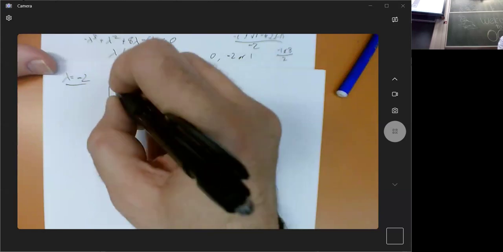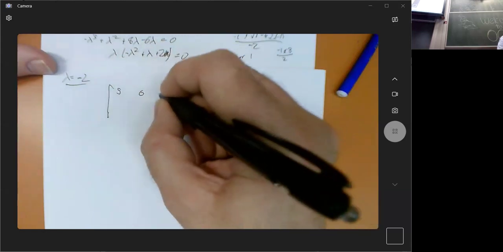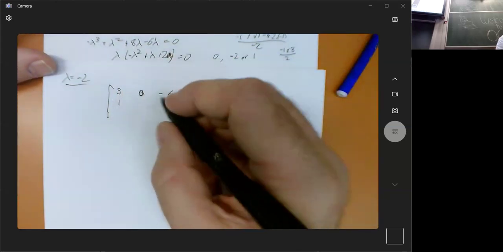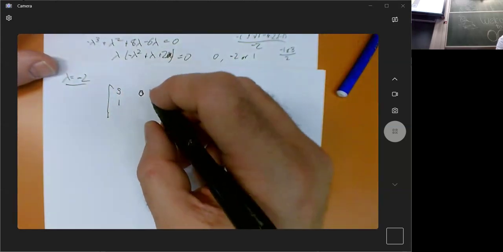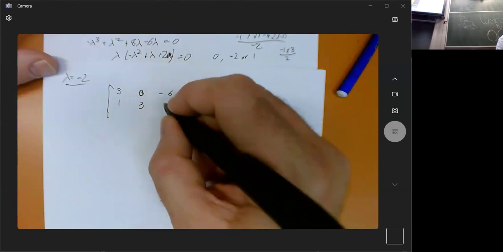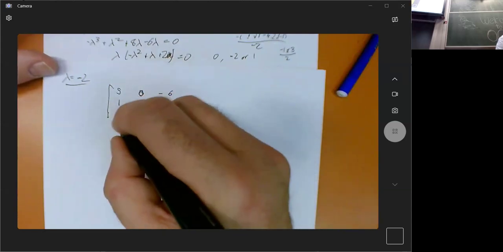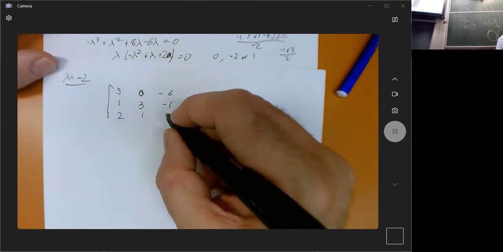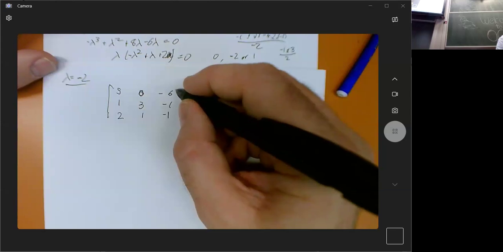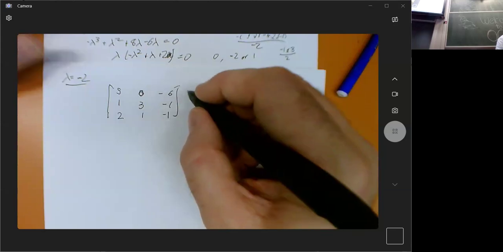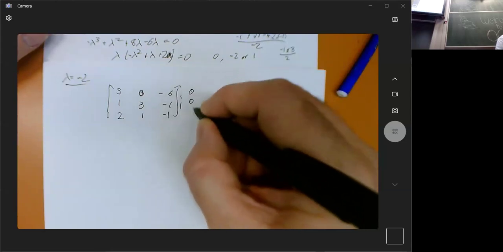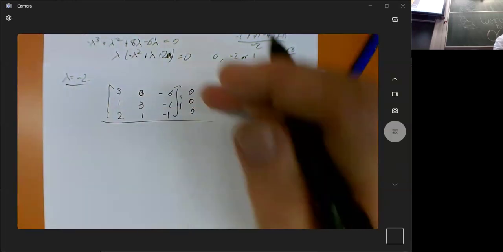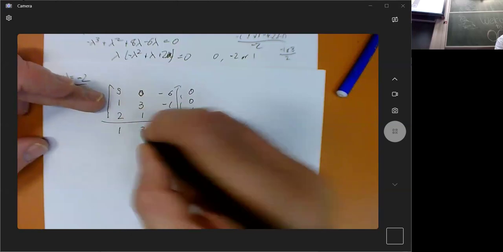And so that's going to get me 5, 0, minus 6, 1 minus 2, so 1 minus 2 is going to get me 3, minus 1, 2, 1, minus 3 plus 2 is going to get me minus 1. So this is the augmented matrix, getting me 0. Then we're just going to do the row reduction. I'm going to swap up this row.